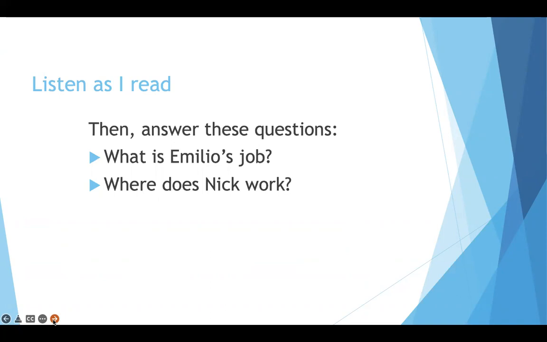I'll read it one more time. Nick and Emilio are neighbors. Nick is a construction worker. Emilio is a nurse. Nick works at a construction site. Emilio works at a hospital.